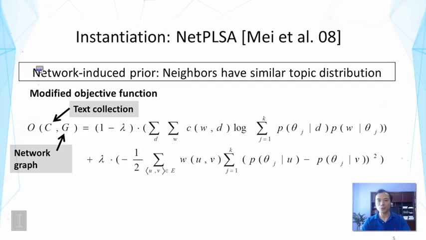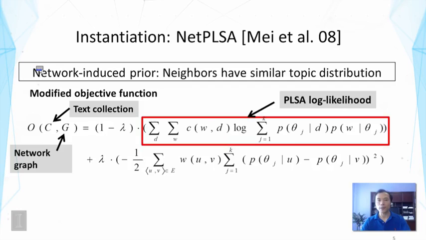Right? So can you recognize which part is the likelihood for the text data given by a topic model? Well, if you look at it, you will see this part is precisely the PLSA log likelihood that we want to maximize when we estimate the parameters for PLSA alone. But the second equation shows some additional constraints on the parameters.